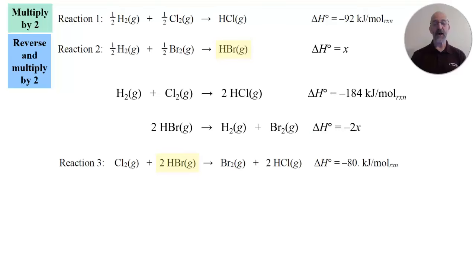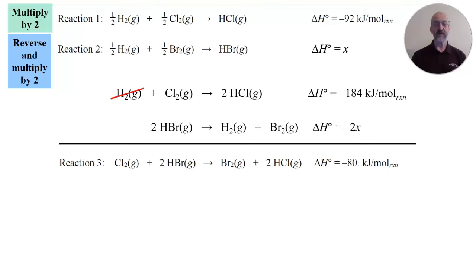And in the modified version, which has been reversed and multiplied by 2, the delta H would equal negative 2X. So changing the sign and multiplying by 2. Now what I'm going to do is draw a line underneath these 2 modified equations. And if there's anything that appears on both the left side and the right side of the equation, then I will cross off that substance on opposite sides. And all I see that needs to be eliminated would be 1 mole of hydrogen on the left and 1 mole of hydrogen on the right.